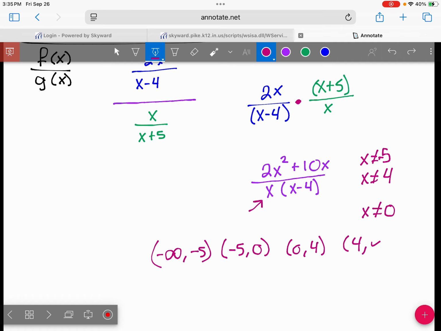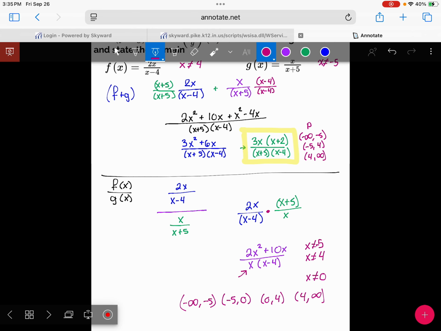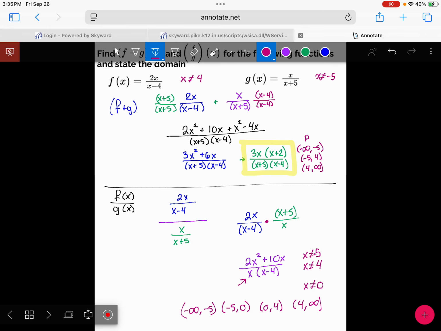So we have to jump a lot of different holes, a lot of discontinuities in this one to maintain the fact that we have a function. So we've got to make sure we're keeping our functions intact. We've got to make sure that we are keeping our domains where they need to be. Okay? So let me know if you have any questions.